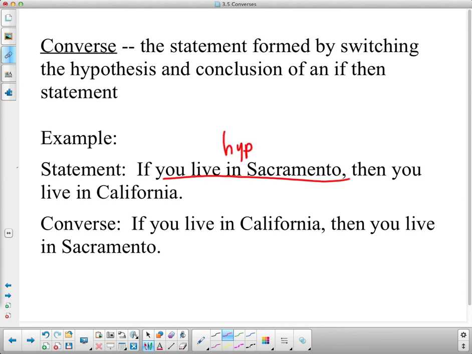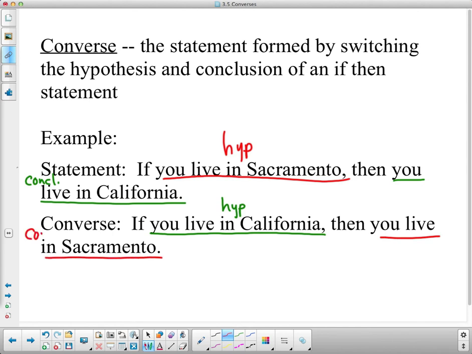And then in green, you live in California is the conclusion. So now today we're going to talk about a converse, and the converse takes that original statement and switches the hypothesis and conclusion. So now notice that you live in California is the hypothesis. And then you live in Sacramento is the conclusion. So it's switched from the statement to the converse.